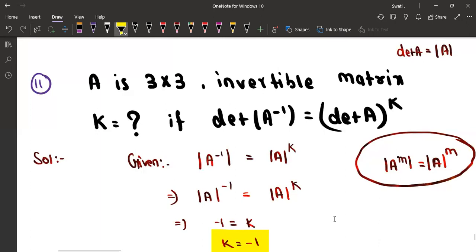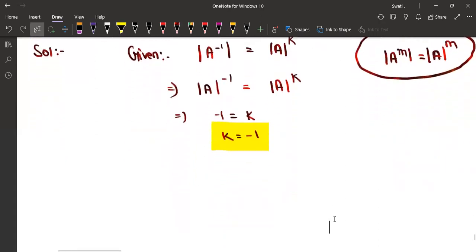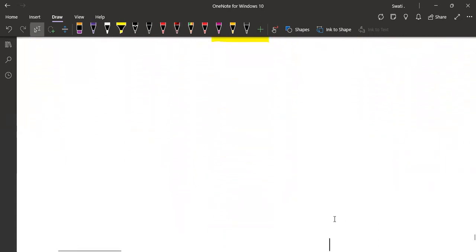Remember, it's a 1-mark question. So you can expect that you have to solve all the questions within 1 minute, or in fact, less than 1 minute. Let's go to our next question, which is the 12th question.